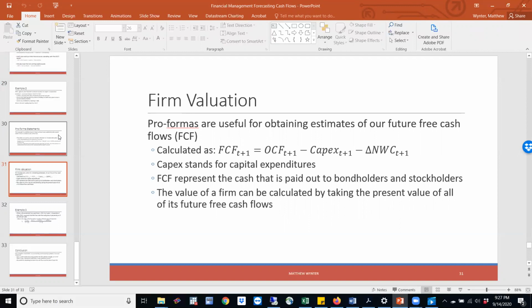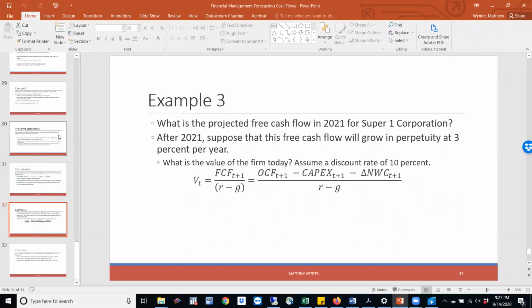So remember, the value of the firm, as we've been doing over and over, can be calculated as the present value of these future cash flows. What is the projected free cash flow for 2021 for Super Corporation?